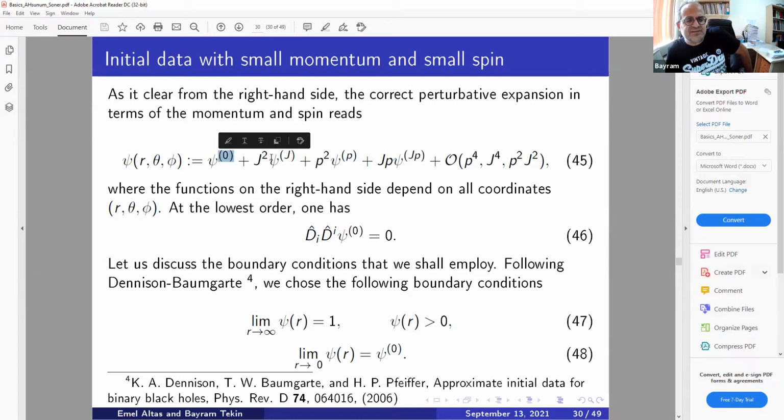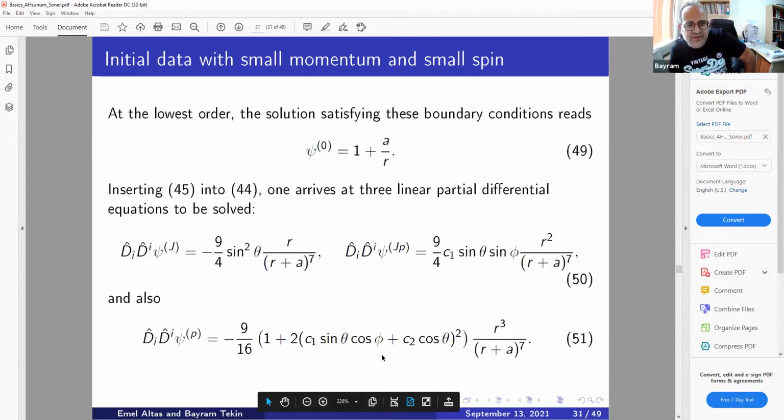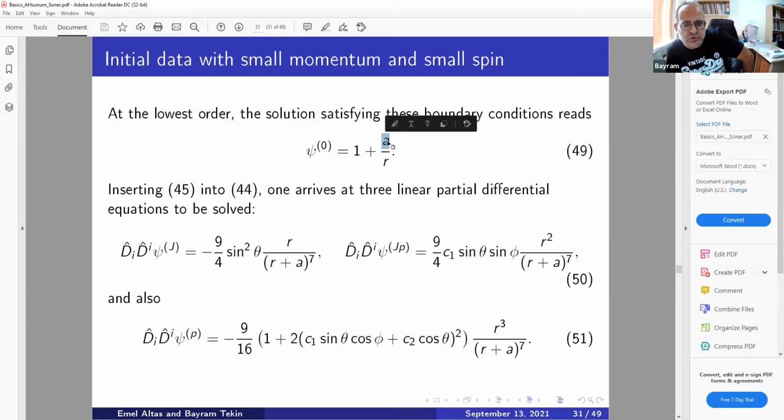There is a phi 0, there is J squared, there is P squared, there is JP. You don't have odd terms, of course, then you do a regular perturbation theory. It is lengthy, so let me not go into the details, but you can solve this. At the lowest order, you have this 46. At order 0, you have this phi 0, which is just the Schwarzschild type solution, 1 plus A over R. If it is exact Schwarzschild, A becomes M over 2, right?